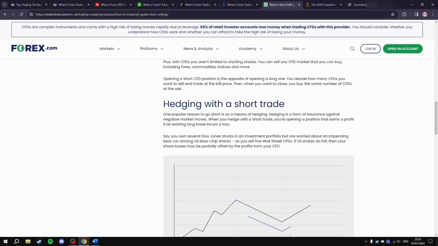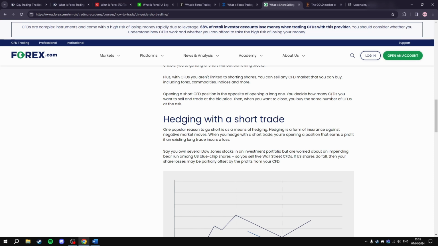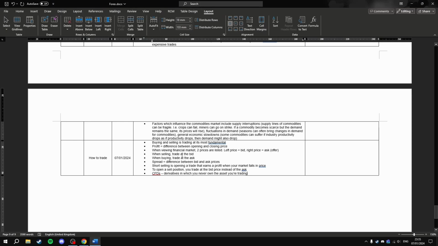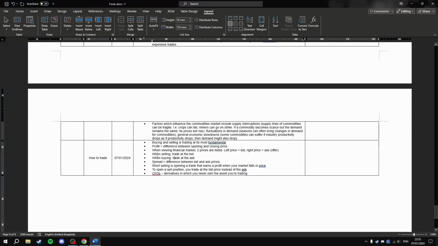Opening a short CFD position is the opposite of opening a long one. You decide how many CFDs you want to sell and trade at the bid price. Then when you want to close, you buy the same number of CFDs at the ask.